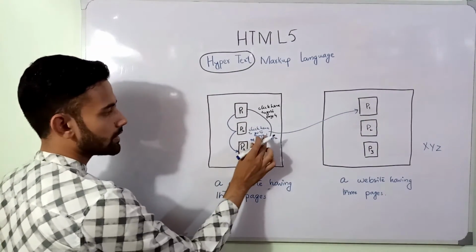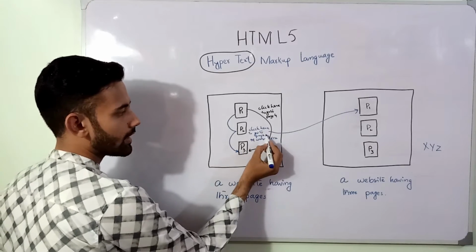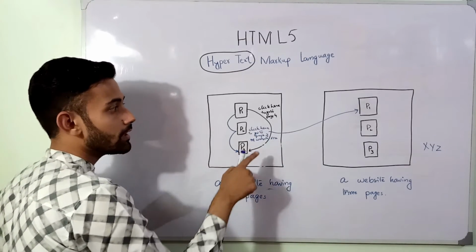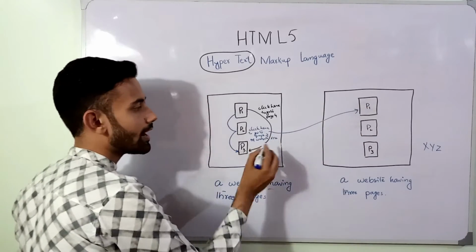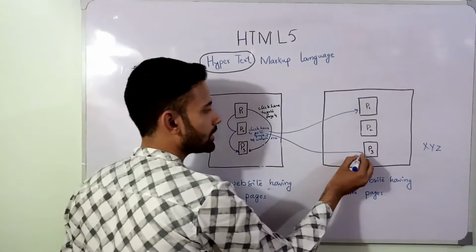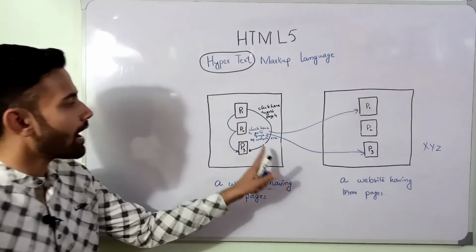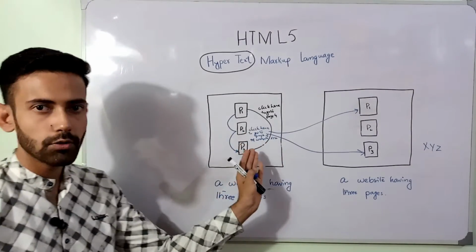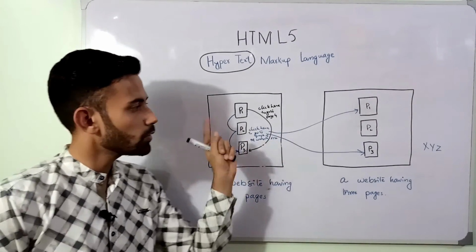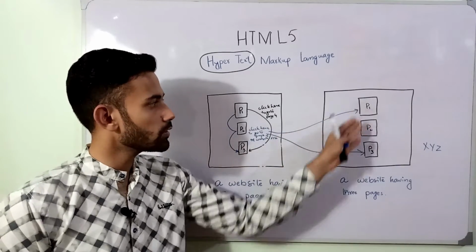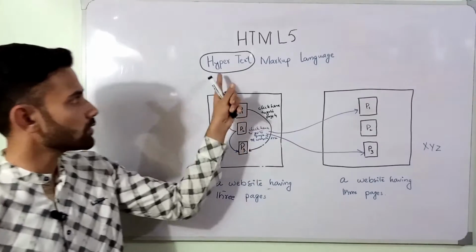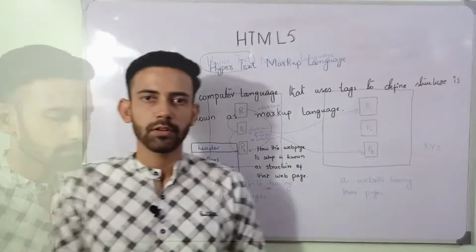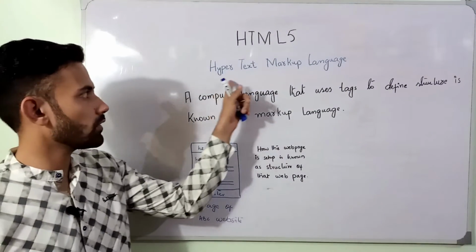What if something is written here like go to page number 3, then I do not have to go to page number 1 then to 3. I can directly go to page number 3, and this thing is hypertext, that is taking you from one web page to another web page without going to any irrelevant web pages. Okay, so this is known as hypertext. So now we know what is the meaning of hypertext.